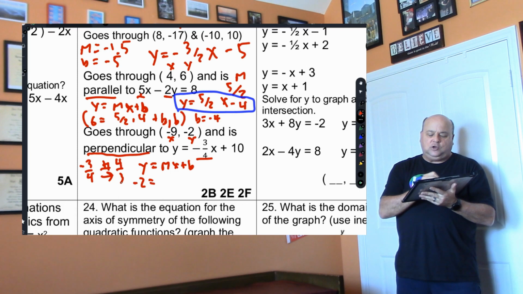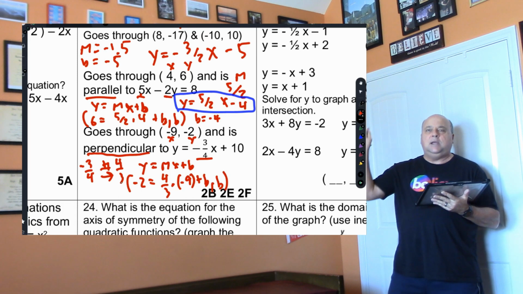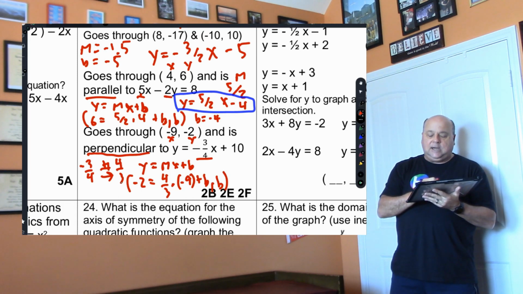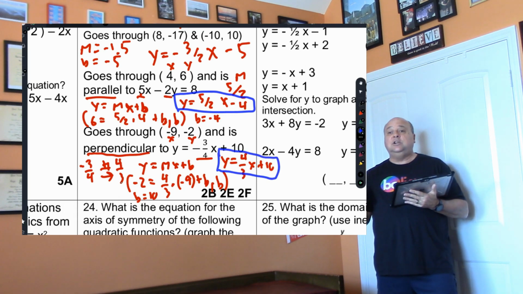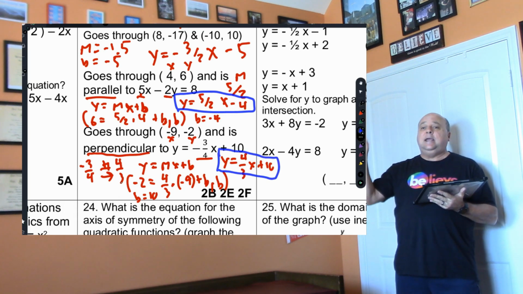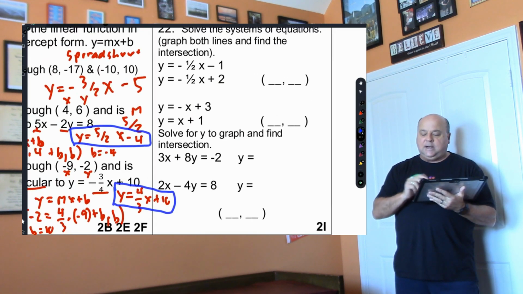So my y is negative 2, my m is 4 over 3 times negative 9 plus b, and I want to solve this for b. You're going to put that into nsolve and solve it for b. I'm going to do this in my brain. Negative 36 divided by 3 is negative 12. Move over the negative 12, you get 10. So it's going to be y equals 4 over 3x plus 10. That's going to be the answer. These are not easy to do, okay? So you just got to keep trying and just watch these videos over and over and get this down. Let's do the next one.